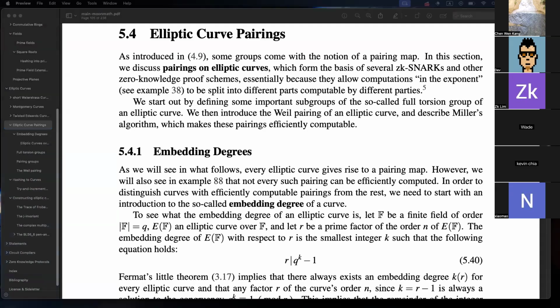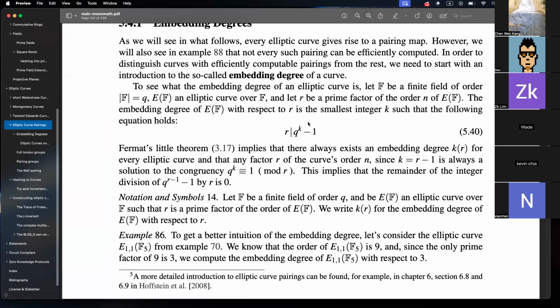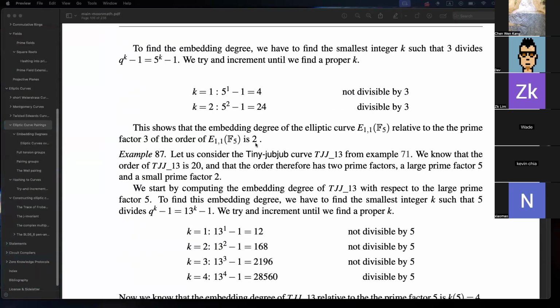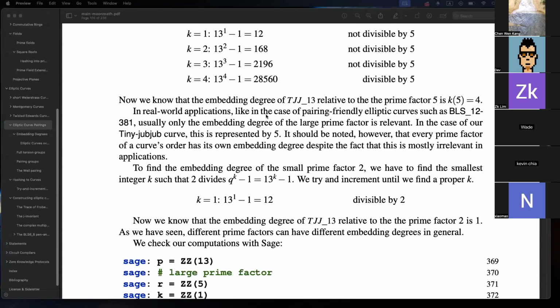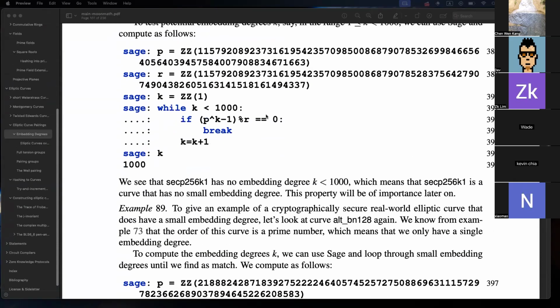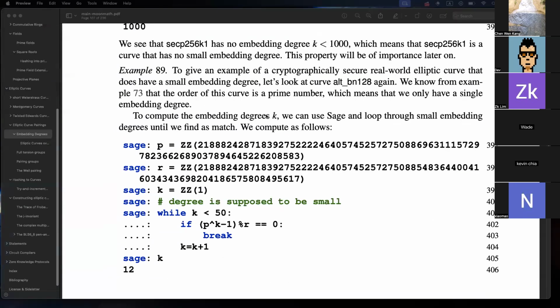So, I guess first of all, 5.4 elliptic curve pairings. Sorry, the 5.4, embedding degrees. Any questions on this? Anything we want to talk about on this particular section? Just slowly scroll down. Okay.